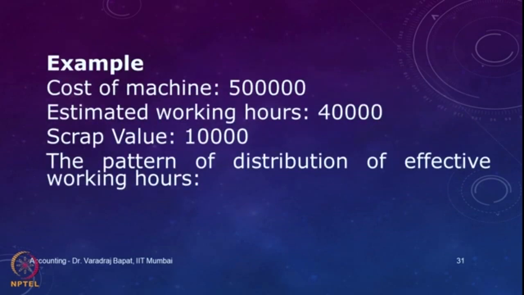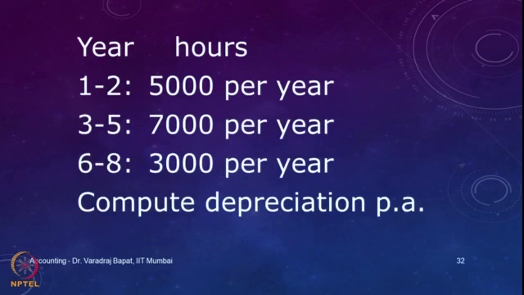If the cost of machine is 5 lakhs and estimated working hours are 40,000, scrap value is 10,000. Now they have given the pattern of effective working hours. Let us say in year 1, 2 it's 5,000, 3, 5 it's 7,000, and 6, 7 it is 3,000. Now how do you compute depreciation?